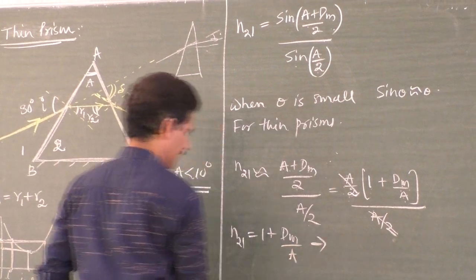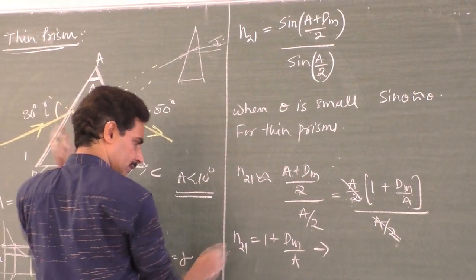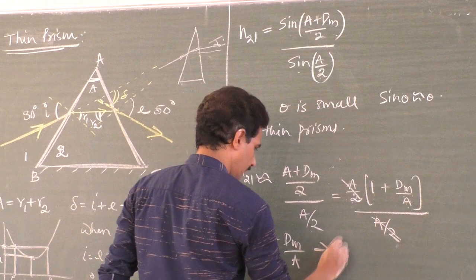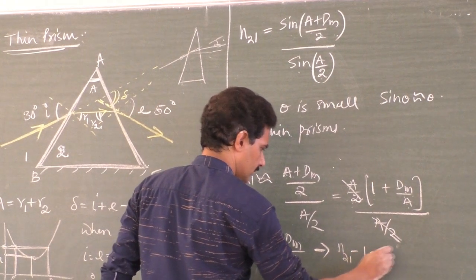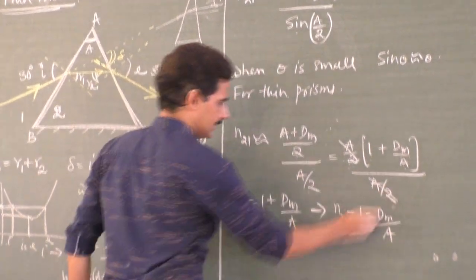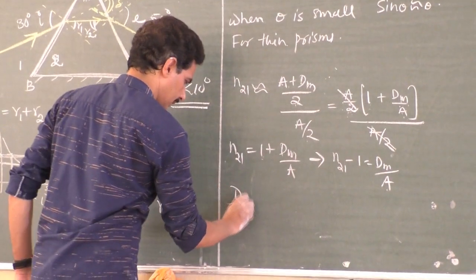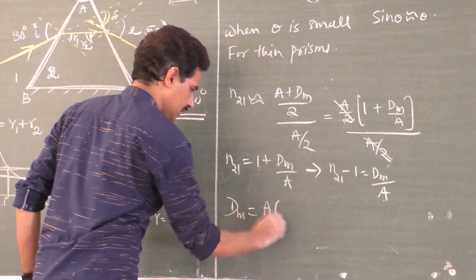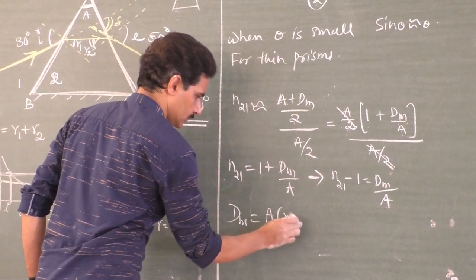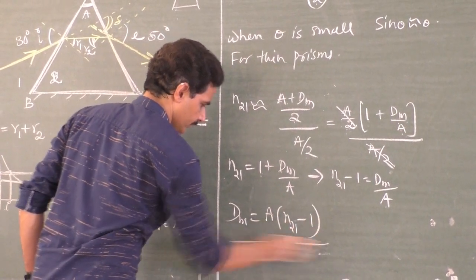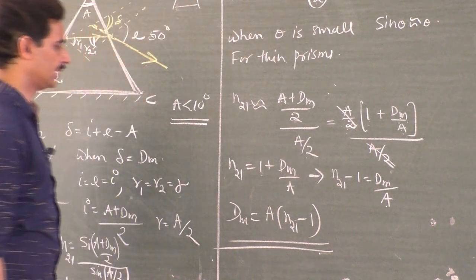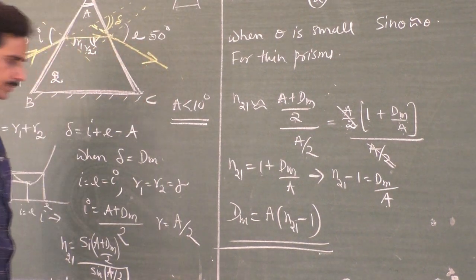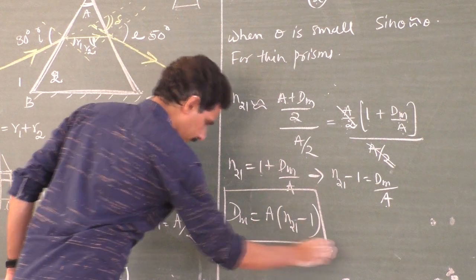That implies, bring minus 1, the 1 here. It becomes minus 1. n21 minus 1 is equal to dm by A. What is dm equal to? Dm, the angle of minimum deviation in a thin prism, is A into (n21 minus 1). This is the equation for the angle of deviation of a thin prism. This may be asked for the exam.